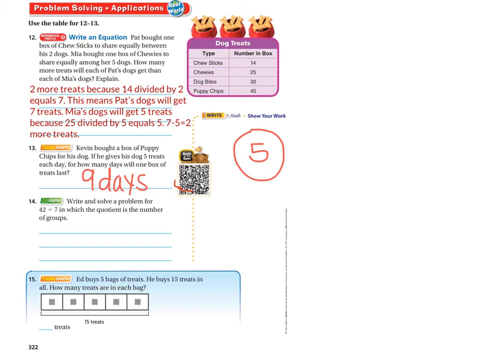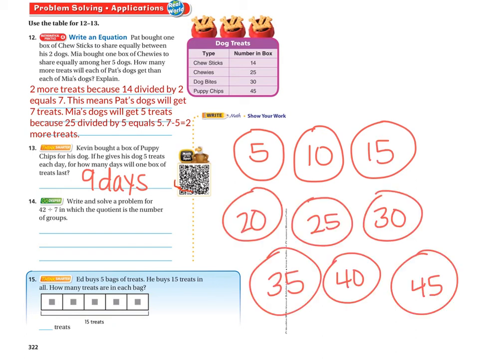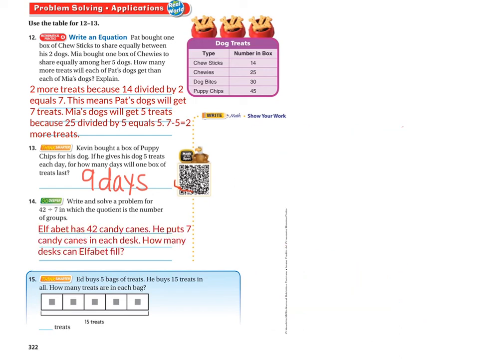So far, he's used 5 puppy chips. Day 2, 10 puppy chips. Day 3, 15, and so on. As we continue to give the dog 5 treats per day, stopping at 45, because remember, we only have 45 treats total, we can see this whole box lasted 9 days. 1, 2, 3, 4, 5, 6, 7, 8, 9. 9 days is our answer.